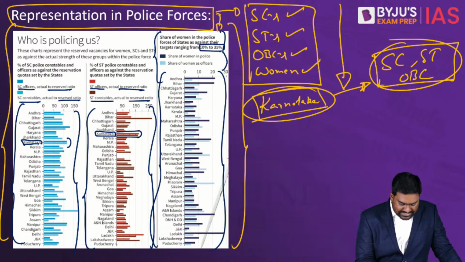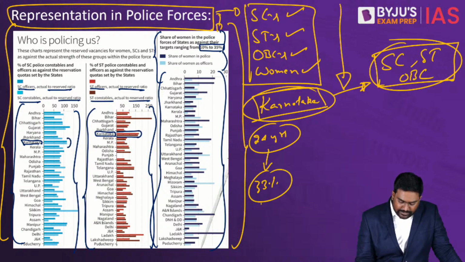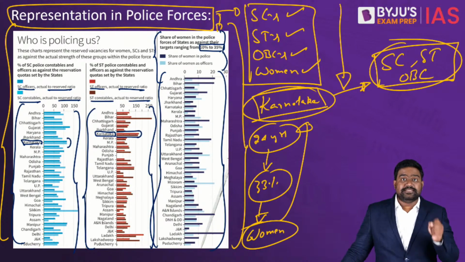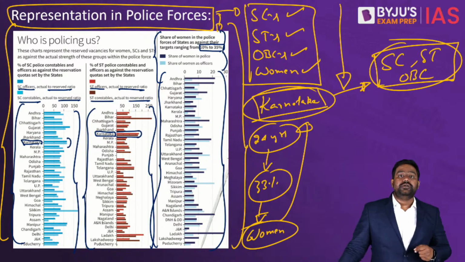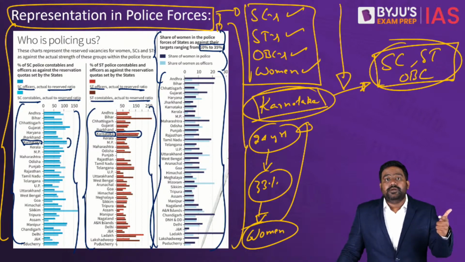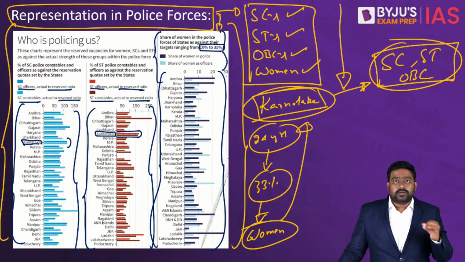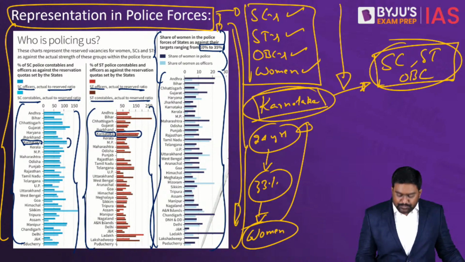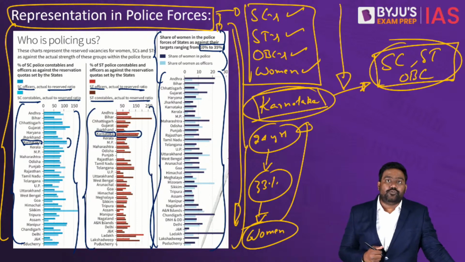Women are underrepresented. According to this report, it will take us 24 years to achieve 33% women representation in our police force. Now, this has serious implications for women's security, women's safety, for dealing with women issues, for dealing with rapes, molestation, then dowry cases, domestic violence, right, sexual harassment. These are very, very serious crimes which have deep social implications, and to solve them, to address this problem, you need more women representation in the police force.